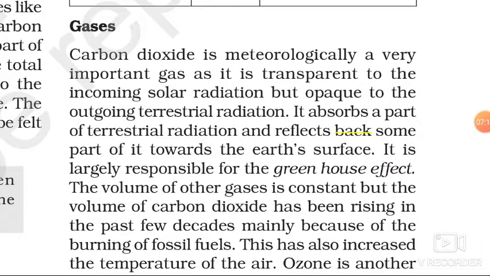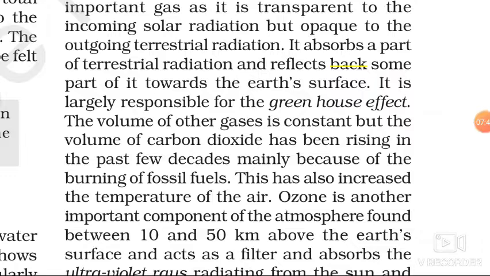Carbon dioxide is meteorologically a very important gas, as it is transparent to the incoming solar radiation but opaque to the outgoing terrestrial radiation. This is very important, because this gas is responsible for the greenhouse effect. There are lots of other gases responsible, but the main gas responsible for the greenhouse effect is carbon dioxide. The volume of other gases is constant, but the volume of carbon dioxide has been rising due to human and industrial activities. This is a very bad situation for our environment and atmosphere. It has also increased the temperature of the air.